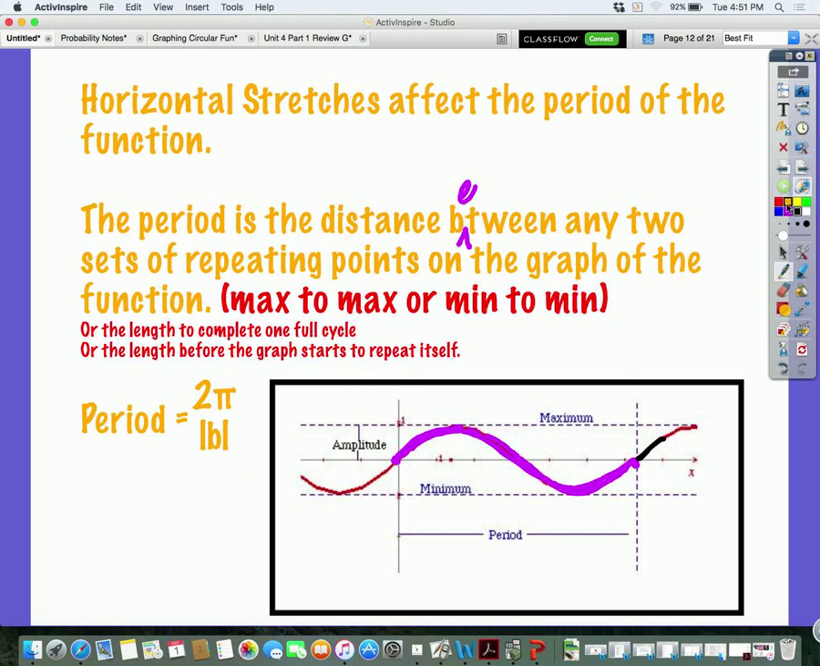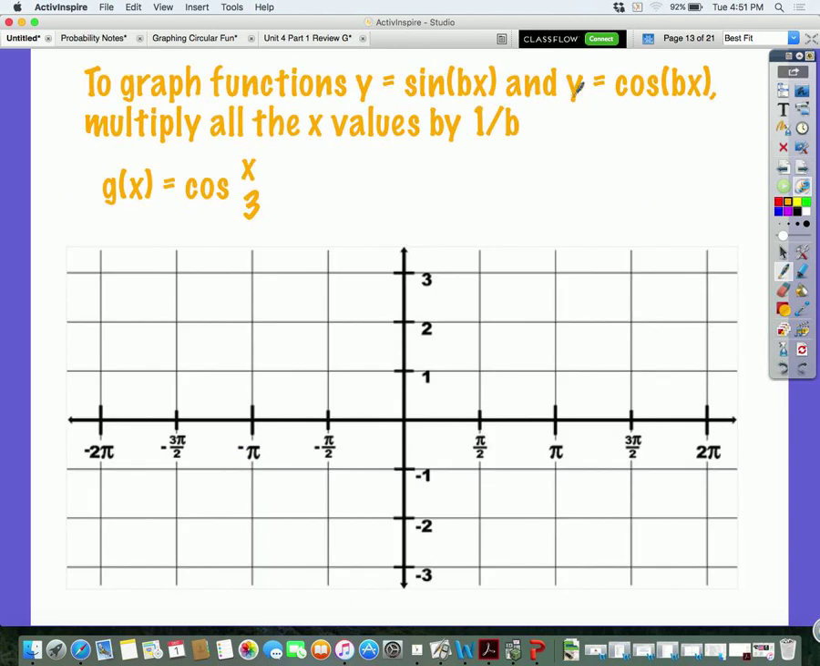To find the period, though, say we're given the equation instead, all we do is take 2 pi and divide it by the absolute value of b. Because do realize that b, if you think back to those original equations, is on the inside with the x, and it's always the opposite. All right? So when we're trying to graph a function that does have a b, something that affects your period, you're going to multiply all the x's by 1 over b. Okay? So do be aware of that.